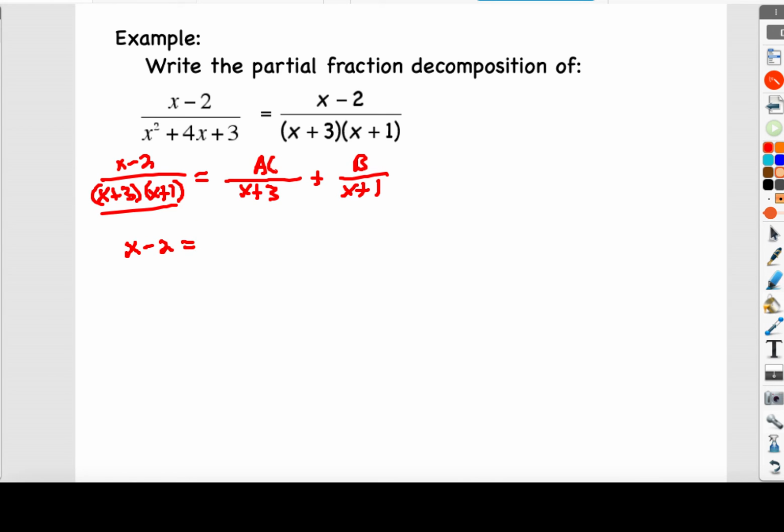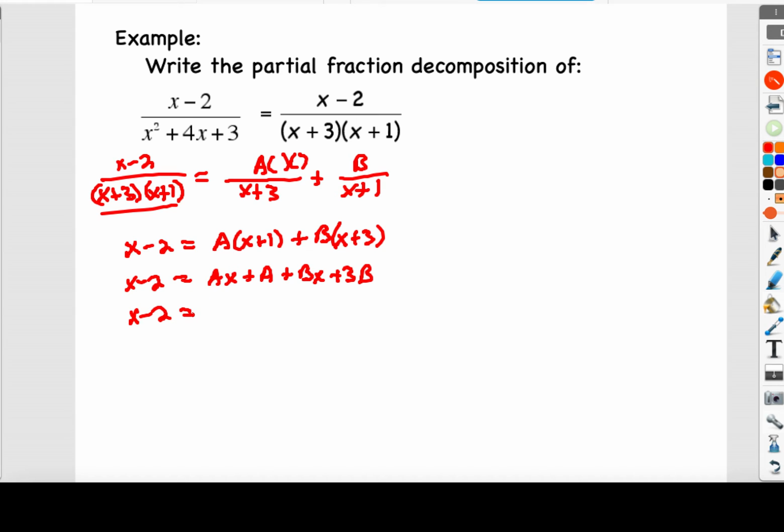Again, if I put those into the top over here, I would cancel my x plus 3's, and I'm going to get A times (x plus 1). And B, again, the x plus 1's would cancel, but I would get x plus 3. Again, I'm just multiplying the top of every fraction by that common denominator. In that case, we've got x minus 2 equals Ax plus A plus Bx plus 3B.